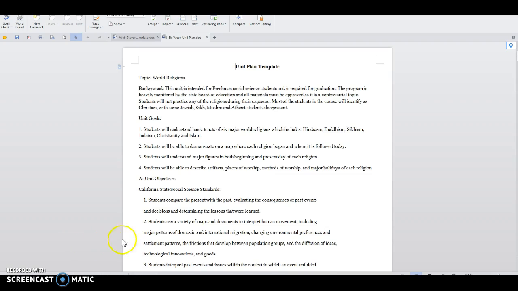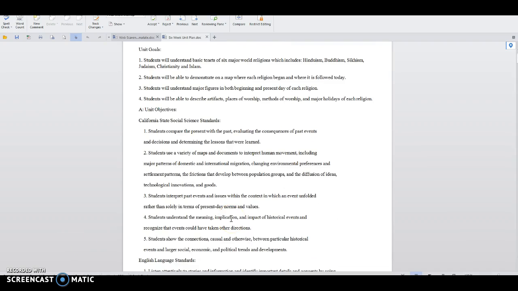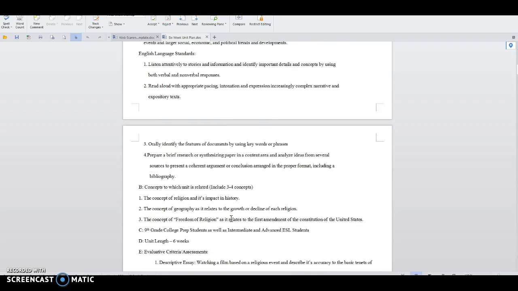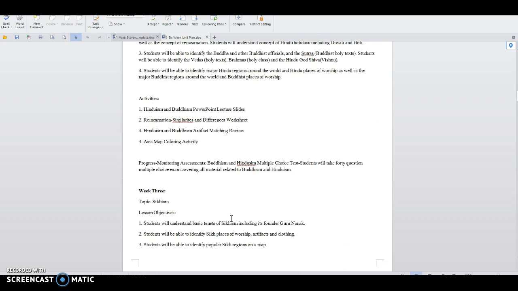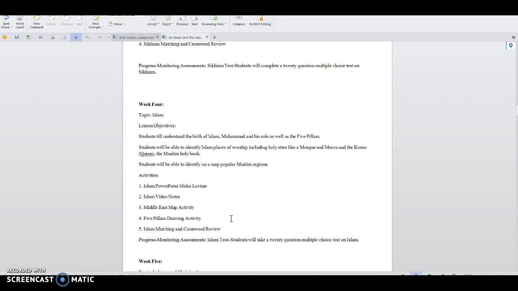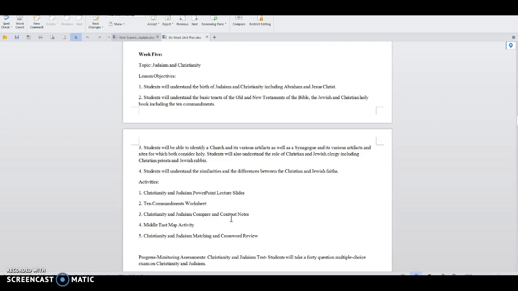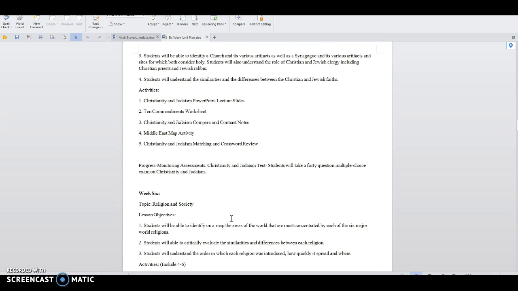So this is my unit plan, and I went through and I described the entire unit. I was able to fit the entire unit into 6 weeks. It's about an 8-week class normally. We are told that if we can, we want to go a little bit faster, especially for the second semester, because it's broken down into semesters.